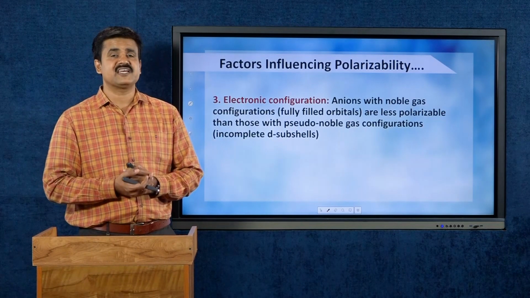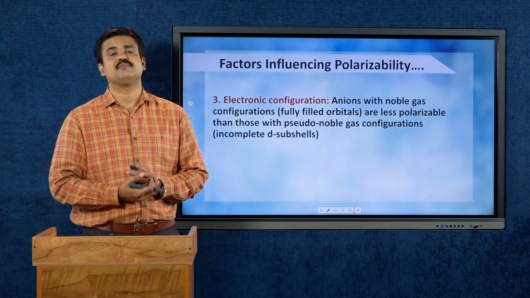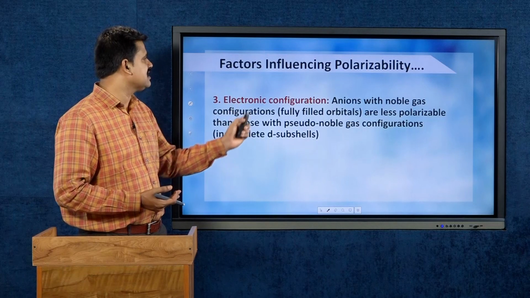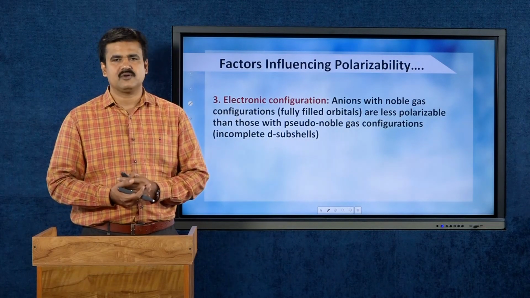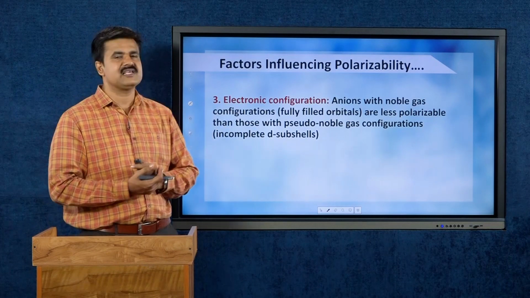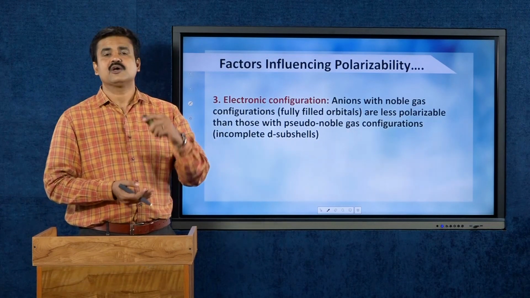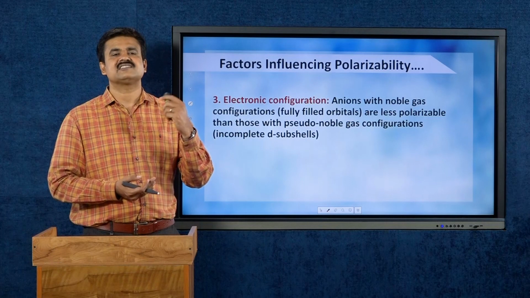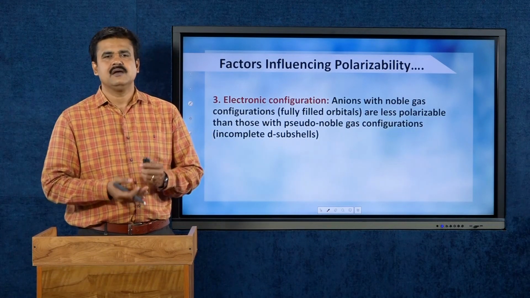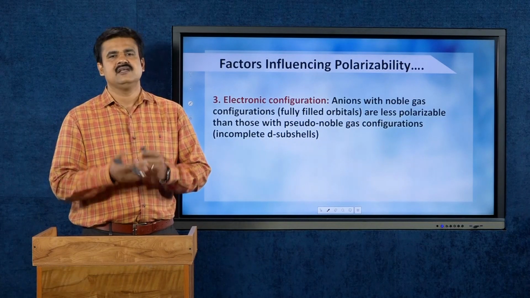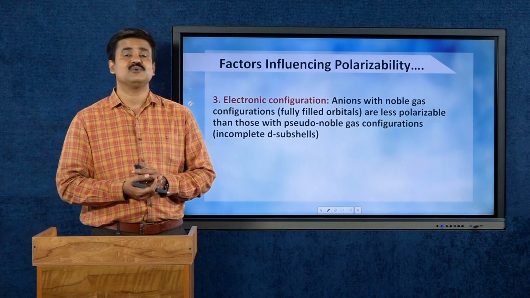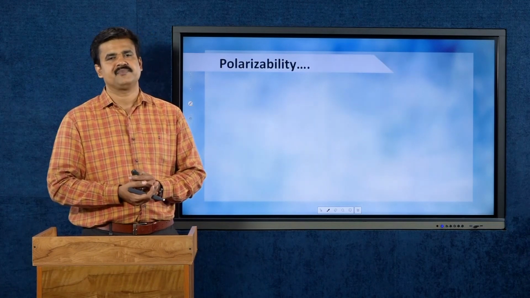How does electronic configuration of the anion affect the polarizability? The answer is here. Anions with noble gas configuration, that is fully filled orbitals, are less polarizable than those with the pseudo noble gas configuration. Pseudo means false noble gas configuration, that is those with incomplete d shell. So, anions with perfect noble gas configuration are less polarizable compared with the other anions with the pseudo noble gas configuration.